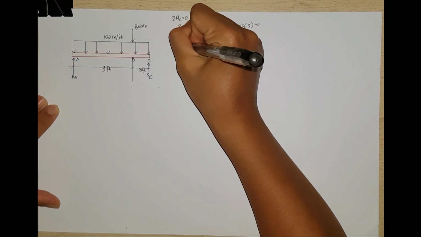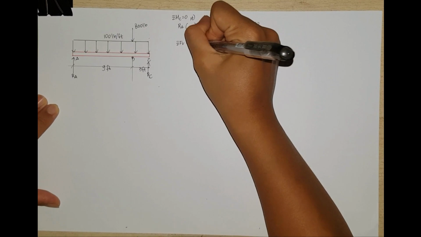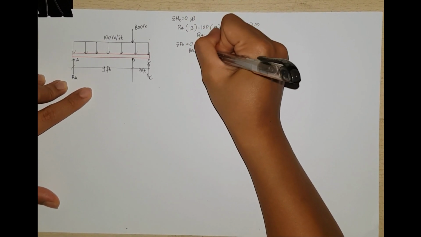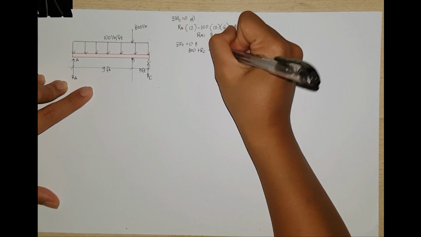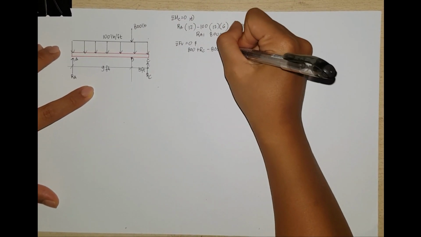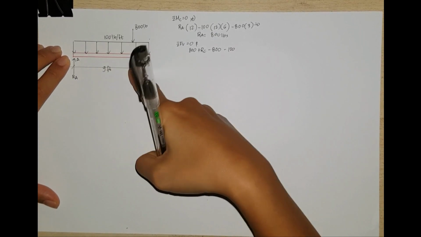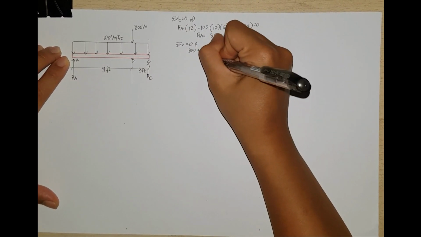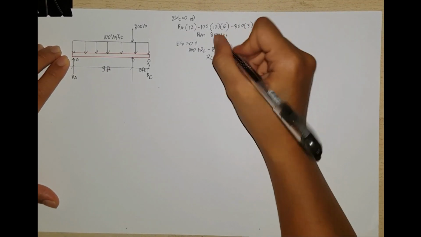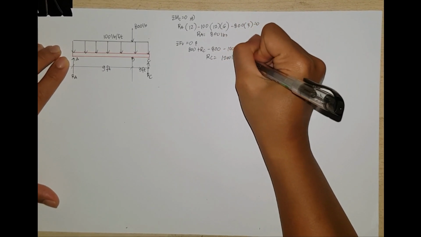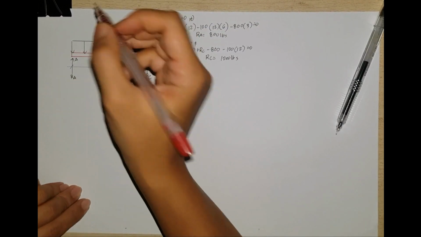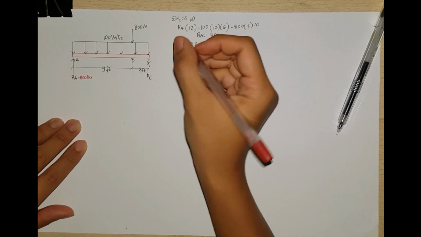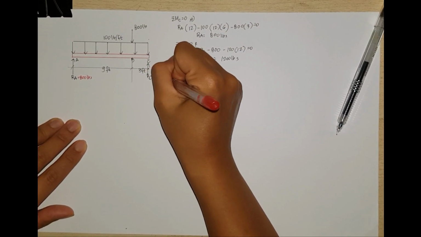Taking the summation of forces vertical equal to 0, upward positive. So we have 800 plus reaction at C minus point load 800 minus 100 times 12 feet equal to 0. Therefore, the reaction at C is equal to 1,200 pounds. So reaction at A is 800 pounds, reaction at C is 1,200 pounds.